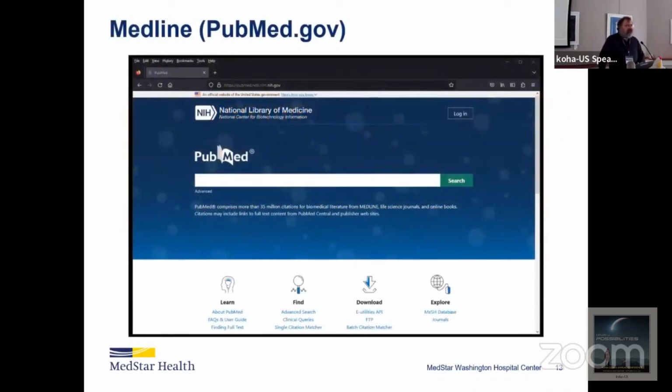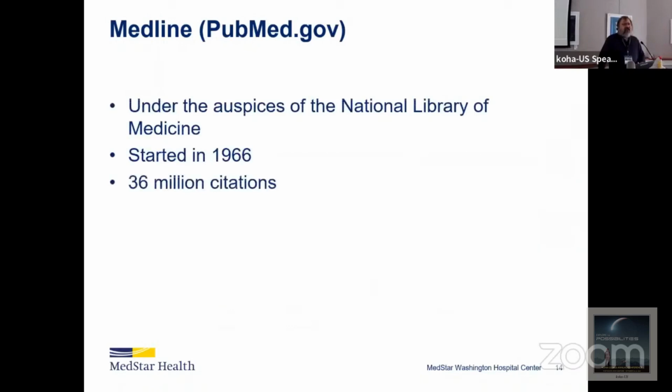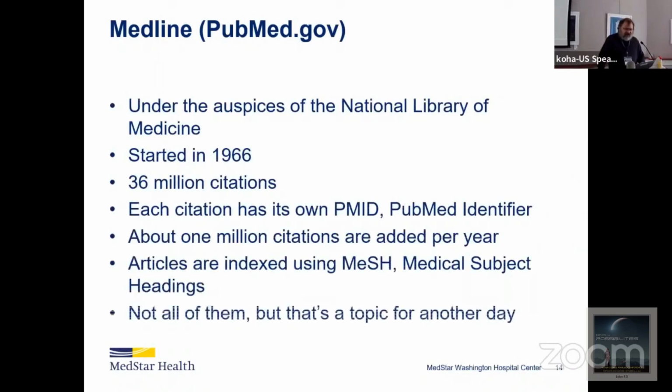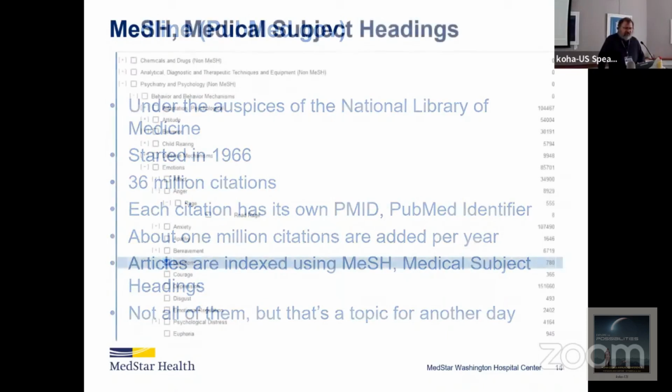Wait a minute, let me pivot to Medline. It's a database of medical citations, 36 million now. They had a million a year under the auspices of the National Library of Medicine. Your tax dollars at work. Yay! And most but not all are indexed using MeSH, medical subject headings.